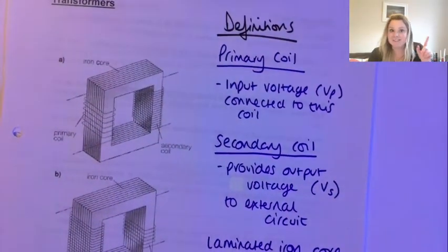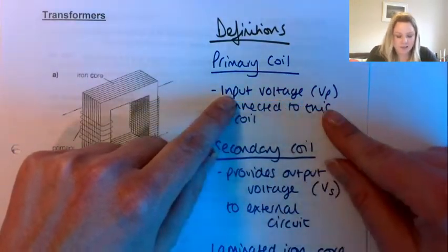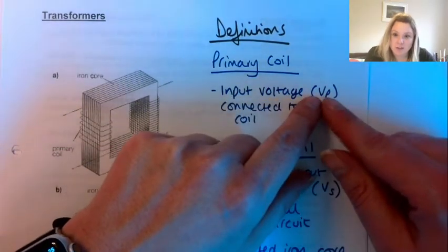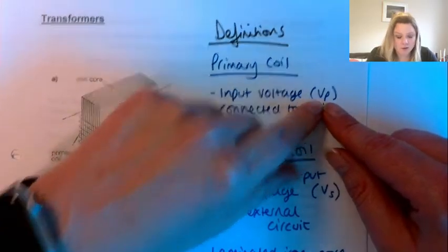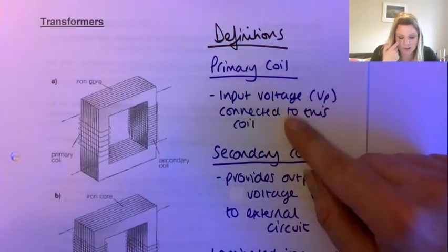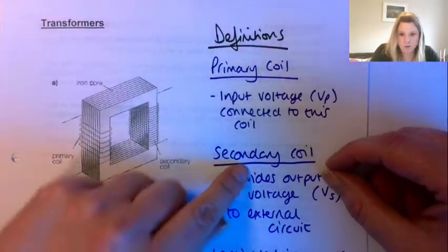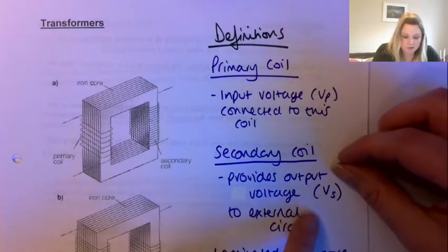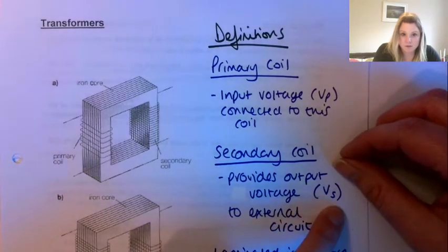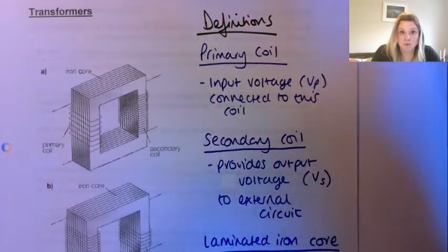So definitions: the primary coil is where the input voltage is, and whenever we're using our equation to do calculations here, V subscript P is how we write that. So the input voltage is connected to that coil. Secondary coil is going to provide your output voltage, and we call it VS, so voltage secondary, to your external circuit. Sorry, did I give you time? Pause, get those written in for me, please.